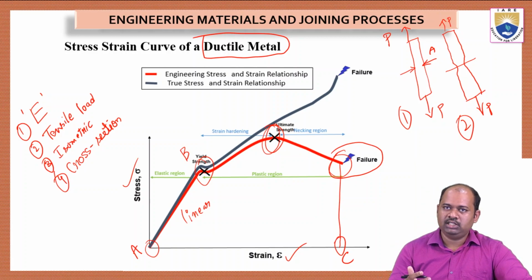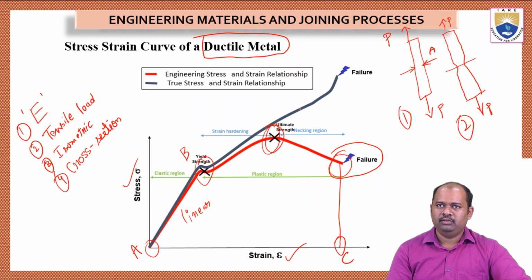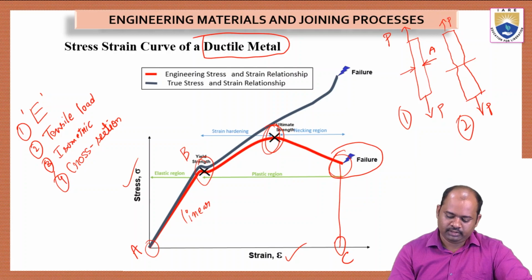In practical applications, we have to consider this black color curve because it is more practical than the theoretical red color graph. So what happens when the load is increased from point A to point B? It is similar to the linear relation we see in the engineering curve. The red color line is called the engineering curve, as written here, and the black color line is the true stress strain relationship.